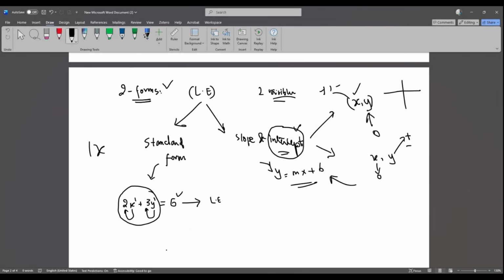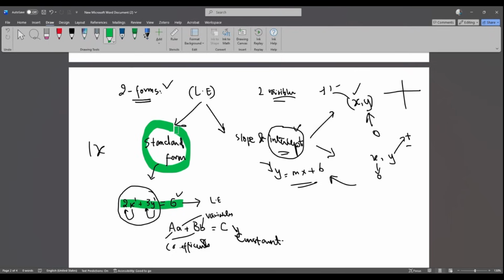So the generic standard form of a linear equation is represented as something like this: capital A into small a plus capital B into small b is equal to C, where A and B represent the values of coefficients, while small a and small b represent the variables, while C is the constant. So if the equation is written in such form, this form is what we call the standard form of a linear equation.